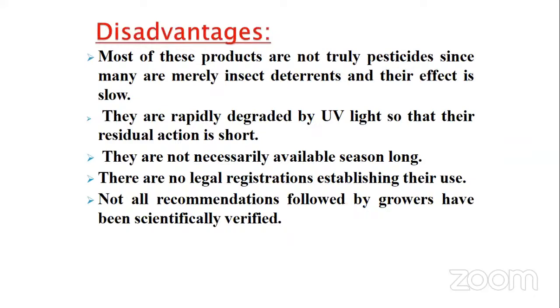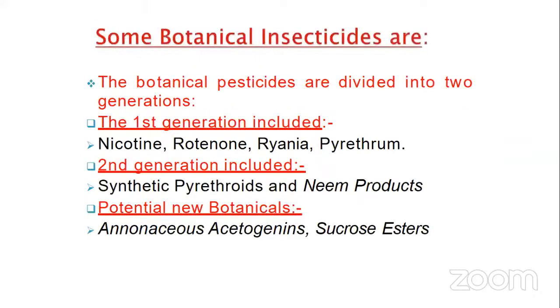If you look at the disadvantages, many of these products are not truly pesticides because they are merely insect deterrents, and their effect is very slow. They are rapidly degraded by UV light so their residual action is very short. They are not necessarily available season long. There are no legal registrations establishing their use. Not all recommendations followed by growers have been scientifically verified because they don't have that awareness.